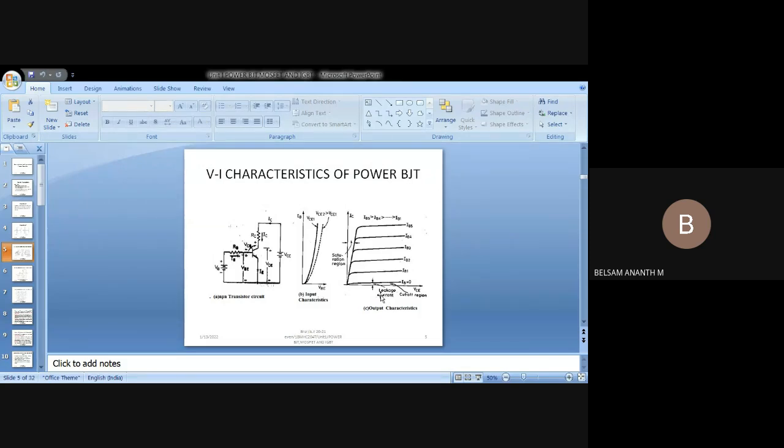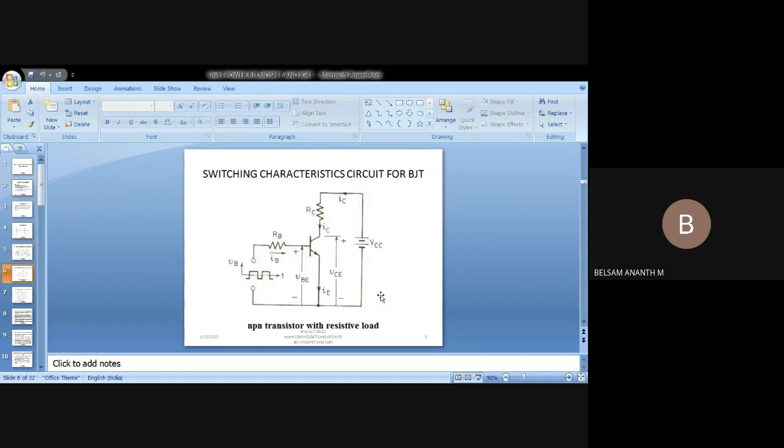Various drivers are required. You all know why we need drivers: in order to have smooth functioning and to have an expected, targeted output. So here, for the power BJT, on the input side I'm considering the characteristics between my base current and my base emitter voltage, and on the output side I'll be focusing on my collector emitter voltage and the collector current.